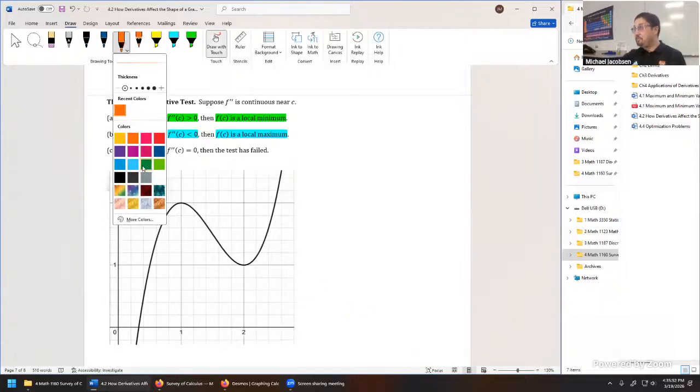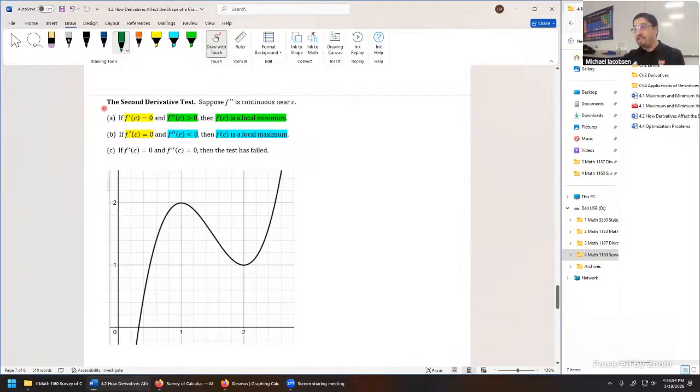First thing we're going to look into when we're thinking about the new method, the second derivative test, is that f double prime positive means concave up. And likewise, the second derivative, f double prime negative or less than 0, means concave down.